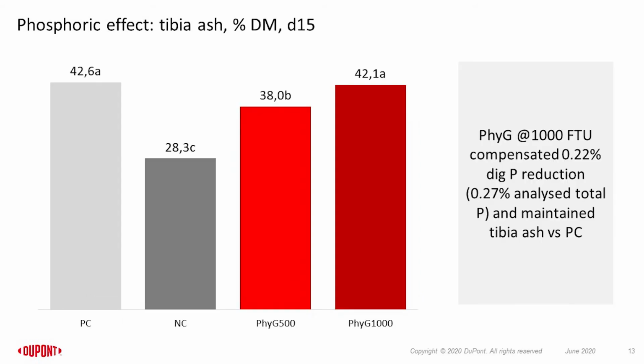Tibia ash showed a similar response. PhyG at 500 and 1000 FTU stepwise increased tibia ash compared to the negative control. PhyG at 1000 FTU compensated for the 0.22% digestible P reduction and maintained tibia ash compared to the positive control.